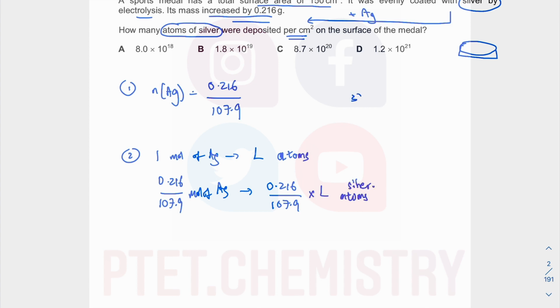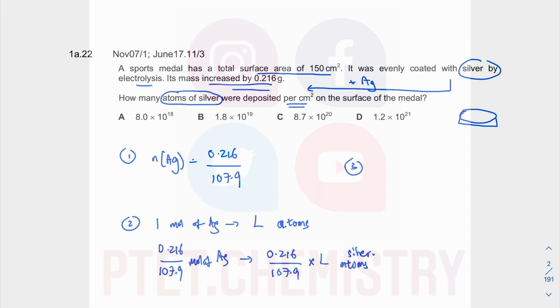Okay, but what do the question want? They want how many atoms per cm square. So it's going to be the answer in 2 divided by 150 cm square. So it's all of these divided by 150 cm square. So 0.216 divided by 107.9 times 6.02 times 10 to the 23. That will give me the number of silver atoms divided by 150 cm square. I get 8.034 times 10 to the 18. This is atoms, silver atoms per cm square.